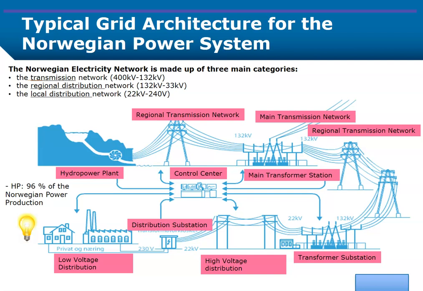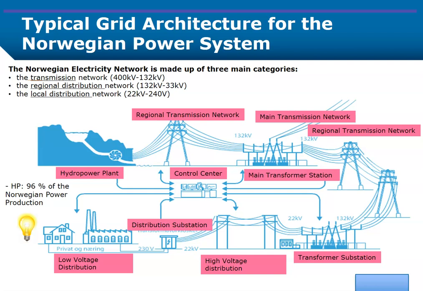Here we can see a typical grid architecture for the Norwegian power system. There are mainly three levels that we can look at. The transmission network is between 420 and 132 kV. The regional distribution network is typically from 132 kV to 33 kV. And then you have the local distribution network from 22 kV to 240 volts. We have both 400 and 240 volts on the low-voltage distribution side.